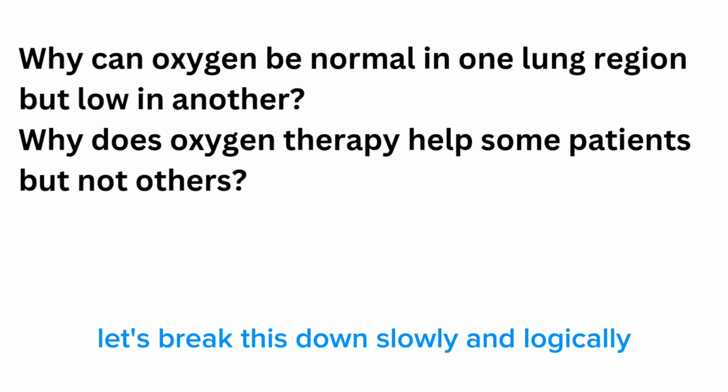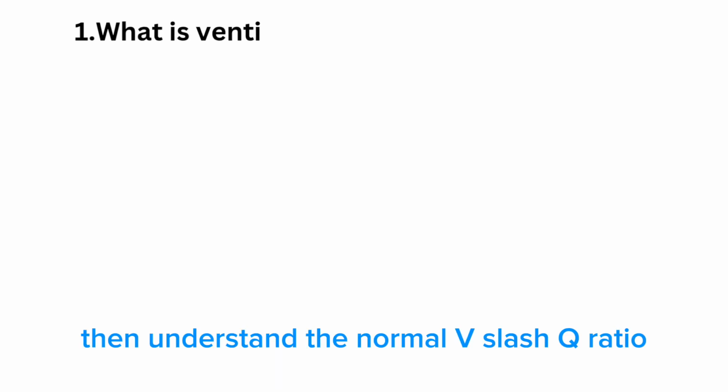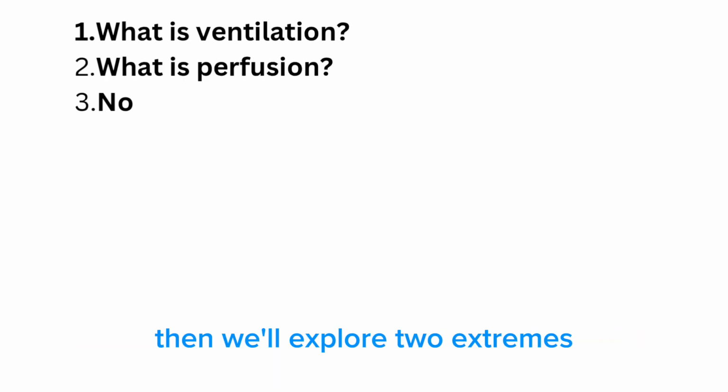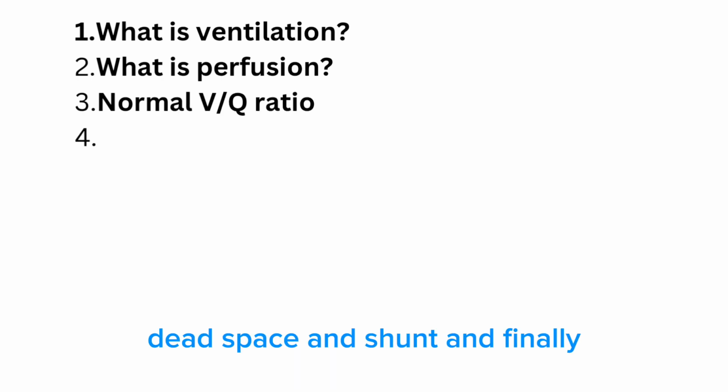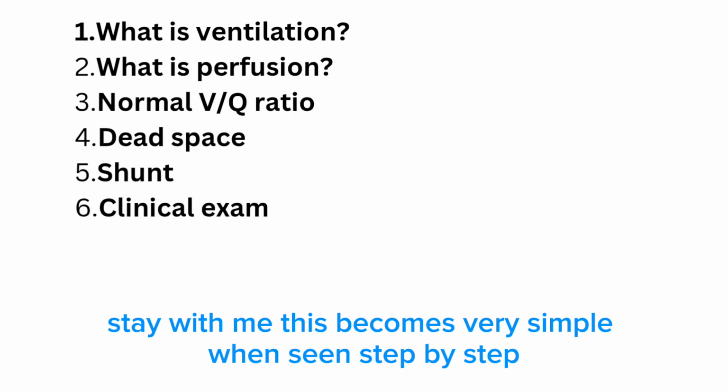Let's break this down slowly and logically. We'll start with definitions, then understand the normal V/Q ratio. Then we'll explore two extremes, dead space and shunt. And finally, we'll connect everything clinically. Stay with me. This becomes very simple when seen step by step.